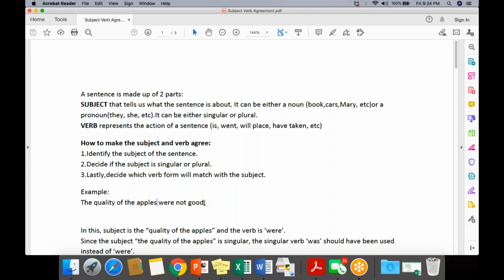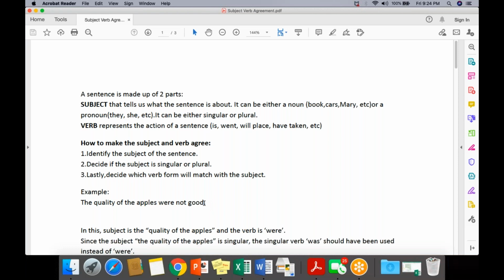My sentence is talking about quality of apples. It is not just saying that apples were good or apples were not good. It is saying quality of apples were not good. So my sentence is about quality of apples and not just apples. Do we all agree with this? Quality of apples is what my sentence is about, and it is not about apples.